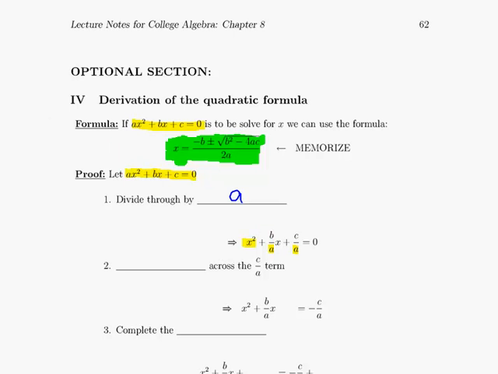Oh, let me turn on my little pink cursor. Hang on. All right. So this term right here divided by a, you end up with x squared. This divided by a, you end up with b over a times x. c over a. 0 divided by a is just 0. Okay. Now what we're going to do is subtract across the c over a term. Remember, you move the constant term to the other side, which is in fact what we have right here.